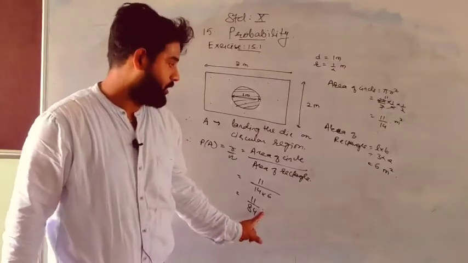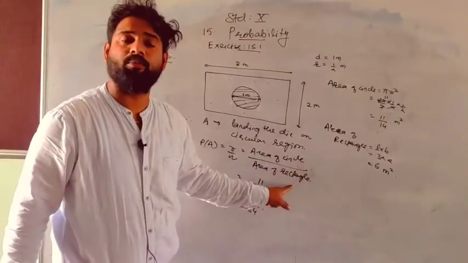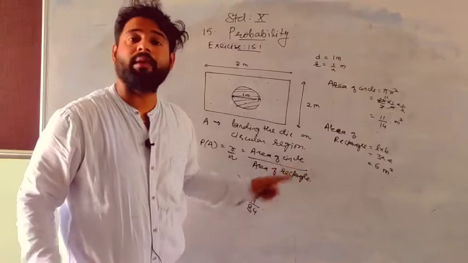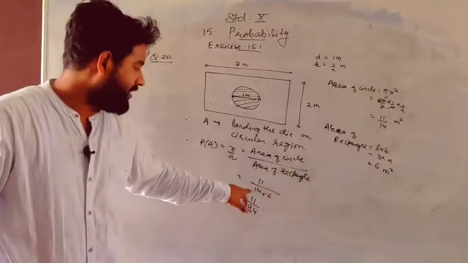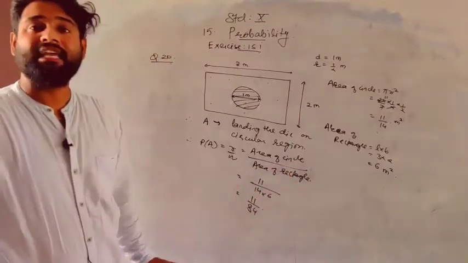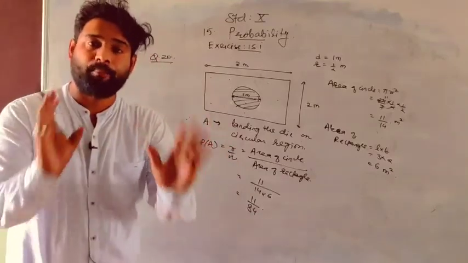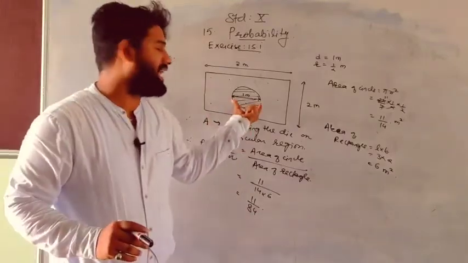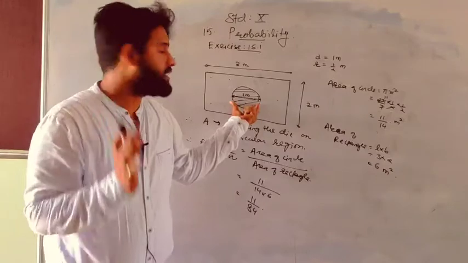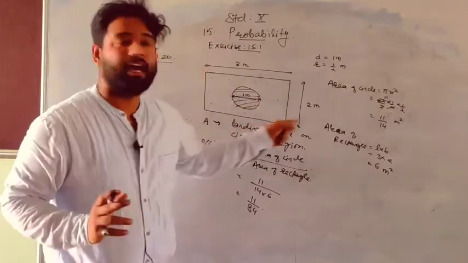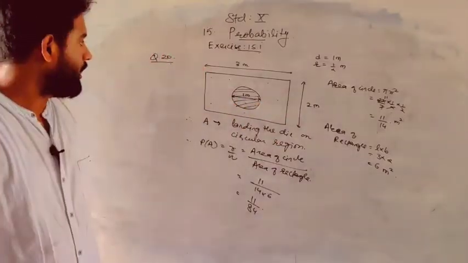11 upon 84, there is no unit of probability. Don't write meter square here, because this is also meter square, this is also meter square. Both meter square will be cancelled, right? So 11 upon 84 is the answer of the probability of landing your dice in this circular region if this circle is there inside a rectangular region, right?